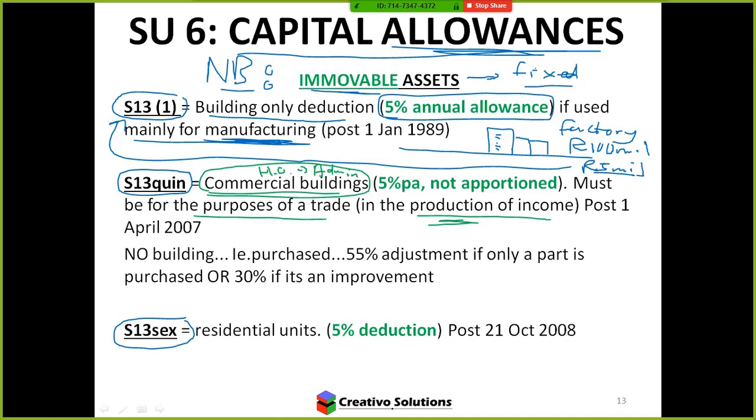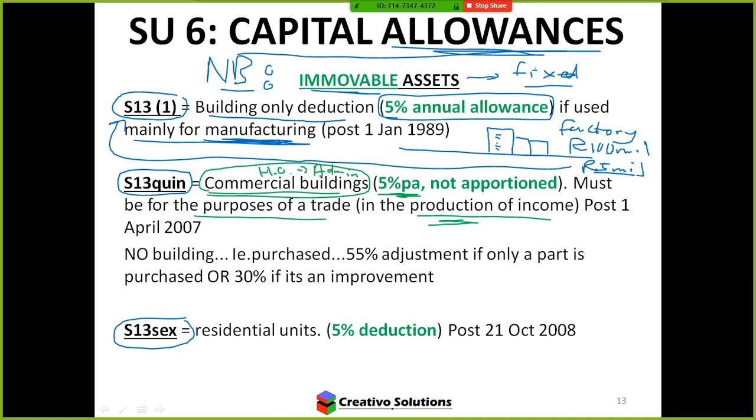Remember we spoke about resident versus non-resident. That's a previous chapter. That's also something to revisit when looking at the location. This is something important in terms of commercial buildings. Commercial, same thing, 5% per annum, but it's not apportioned. Not apportioned meaning it's just 5%. And obviously the date is post April 2007.